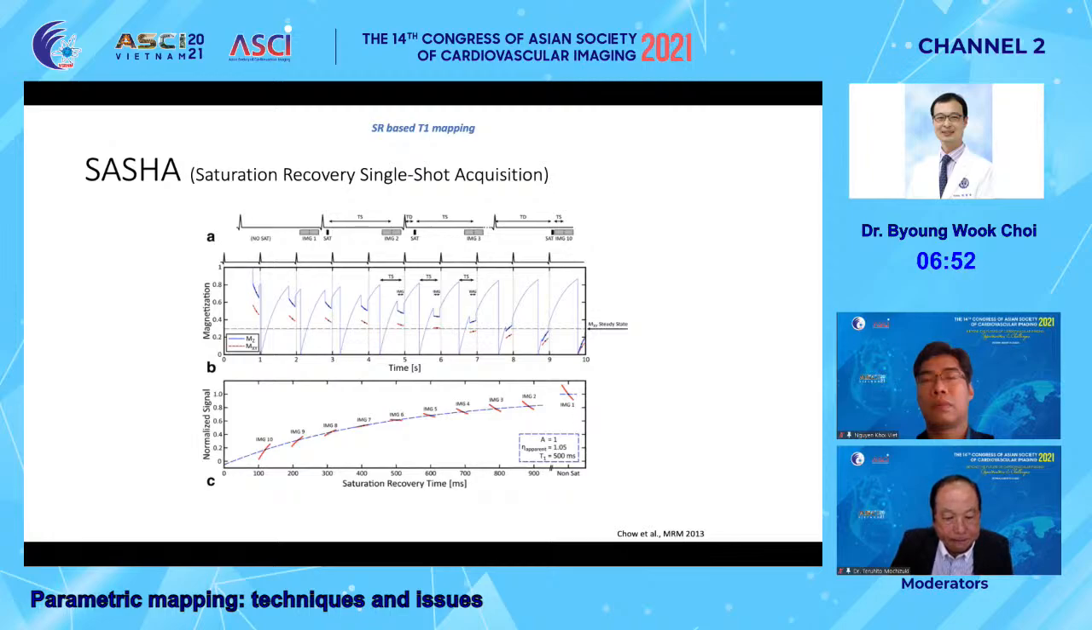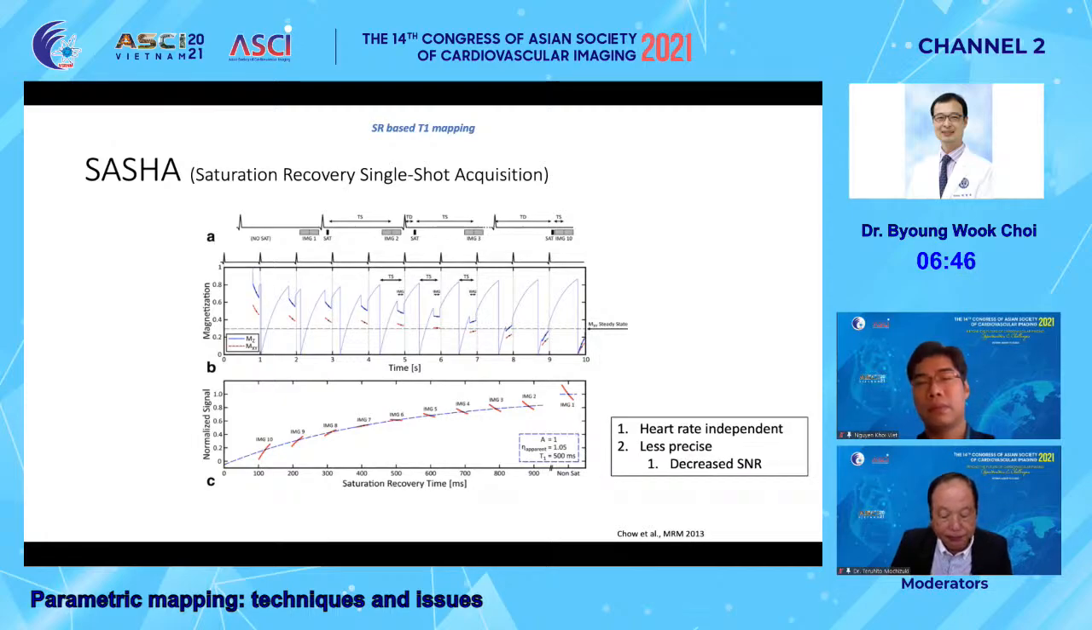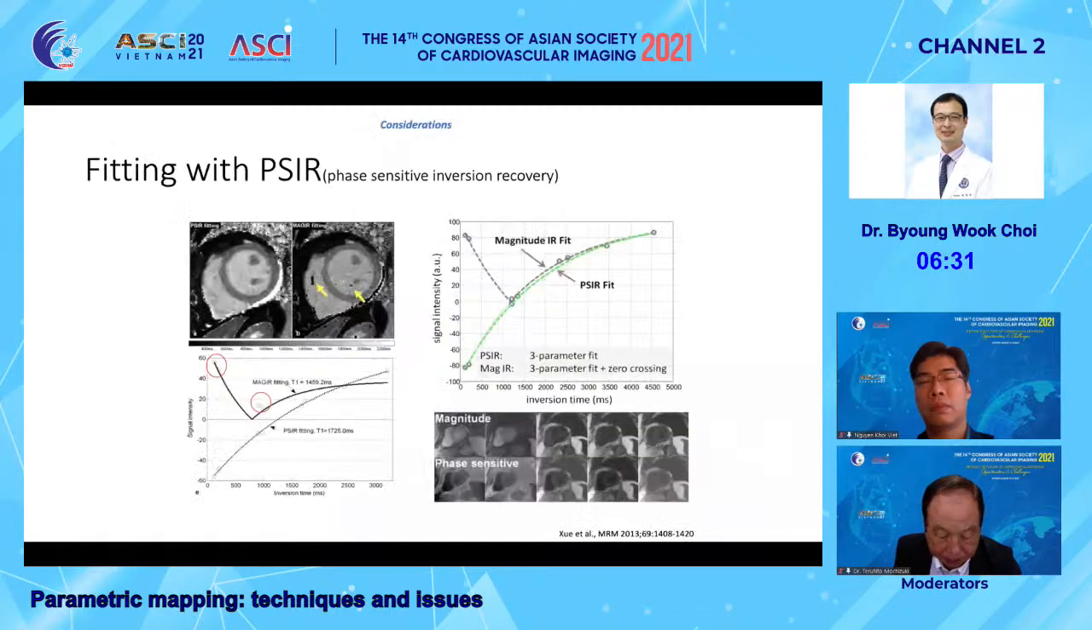Even though SASHA is a robust heart rate independent technique known as having higher accuracy and lower precision, according to the CMR protocols 2020 update published from SCMR, modified Look-Locker or shortened Look-Locker should be used for T1 mapping. There are two more considerations regarding cardiac T1 mapping.